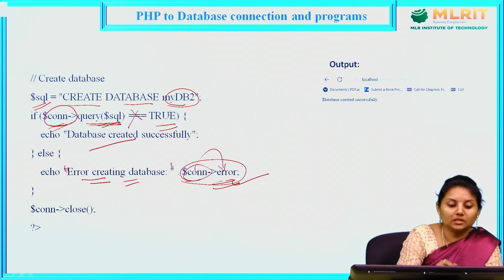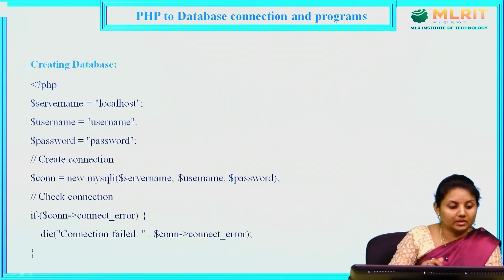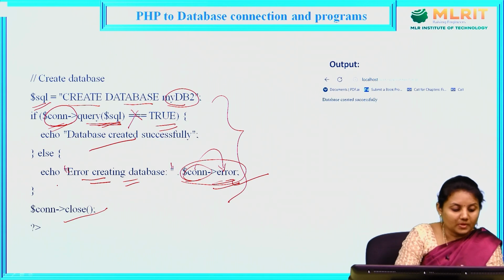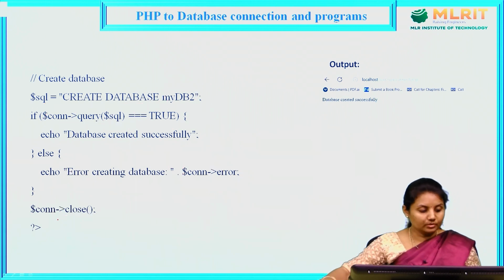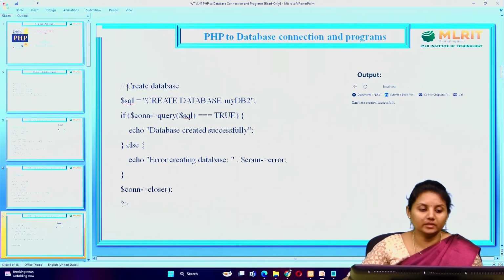So once everything is done, your connection has to be closed, for which we have created a connection here. So this con is connected to the MySQL. So using this con, con dot close or con arrow close we are giving. So how to create a database and how to check whether it is created or not.